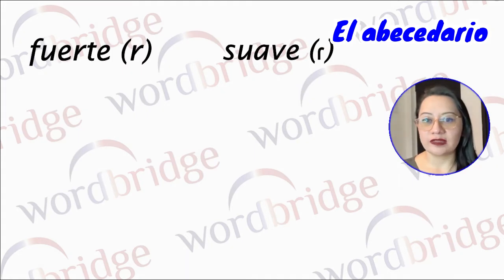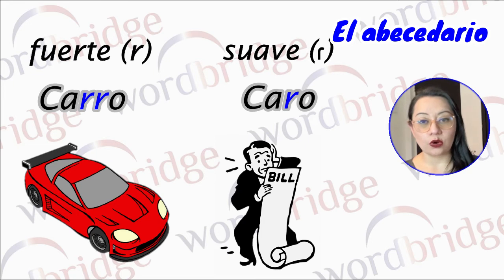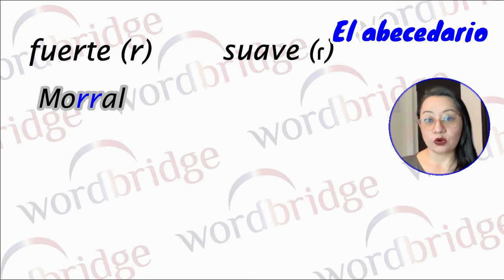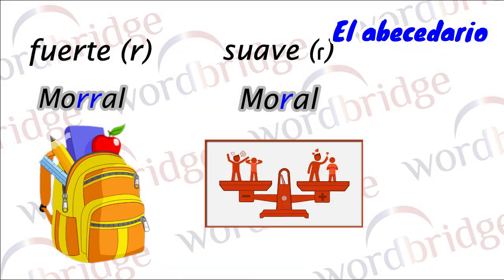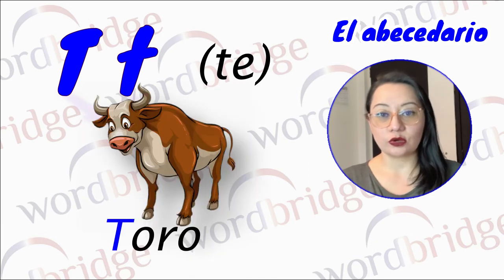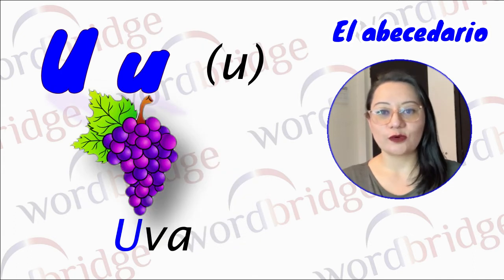It's important to make the difference between these two sounds because there is a significant difference between carro and caro, or perro and pero, or morral and moral. S, sol, S. T, toro, T. U, uva, U.